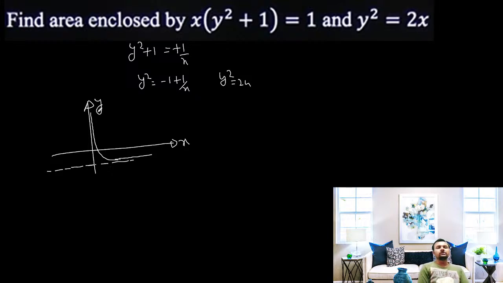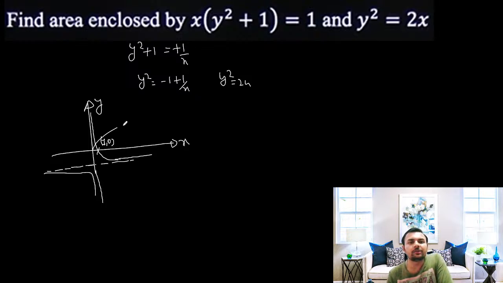When x equal to 1, it is 0. And then for the negative side, it is going somewhere like this. Okay. Y square equal to 2x. So y square equal to 2x this way, and we'll see whether it is right.